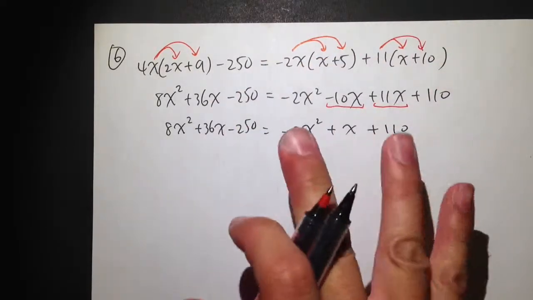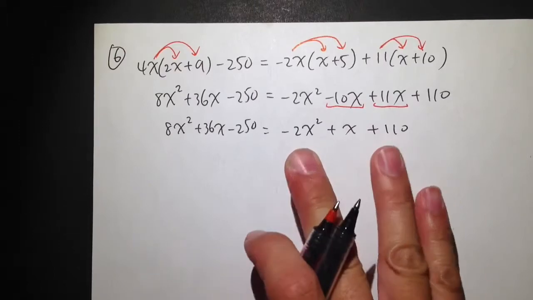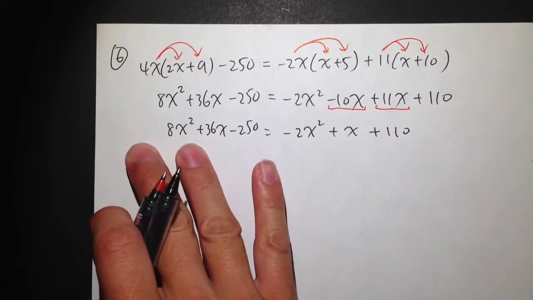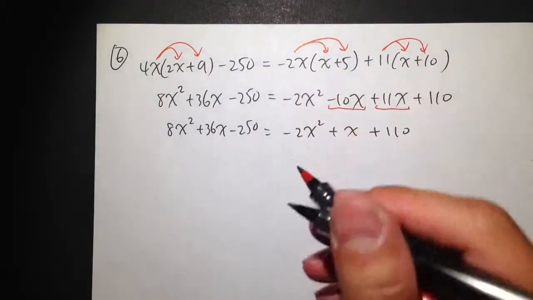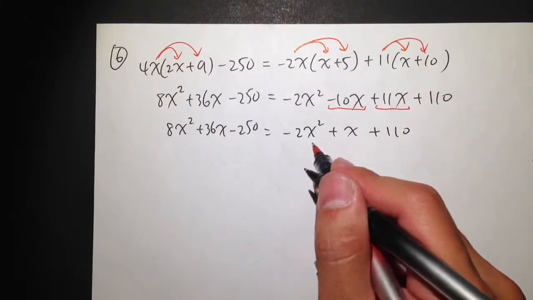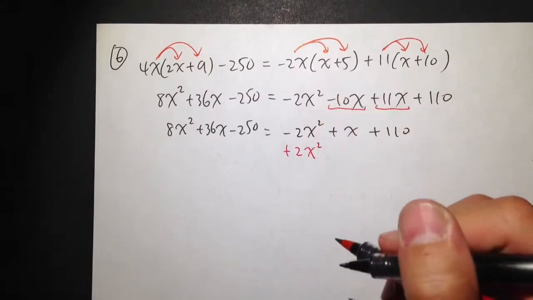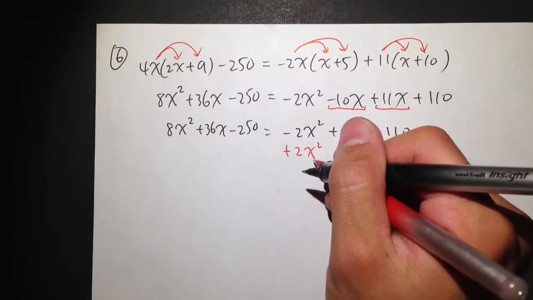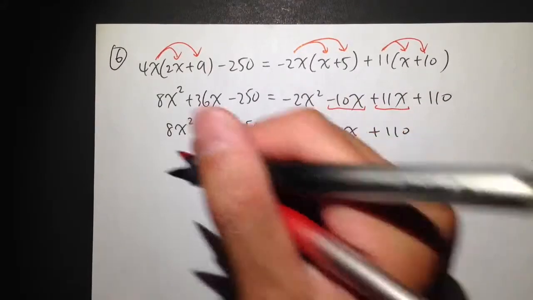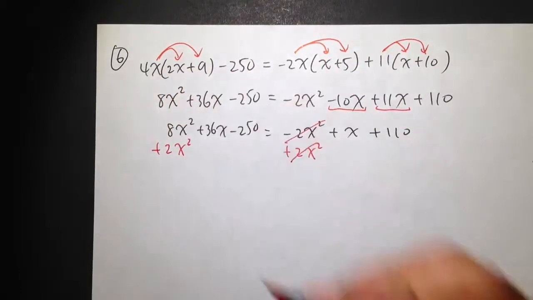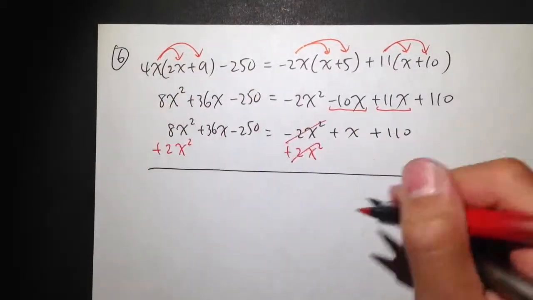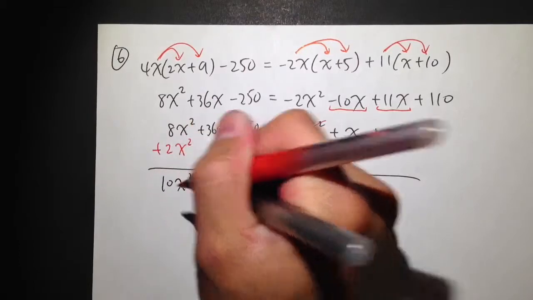So now, let's again make this side equal to 0, so bring all this to the other side. We will do the opposite operations. This is negative 2x squared. The opposite of that is we are going to add 2x squared on both sides. So plus 2x squared here. To cancel this out, I will also add 2x squared right here. So I know this will be 10x squared.